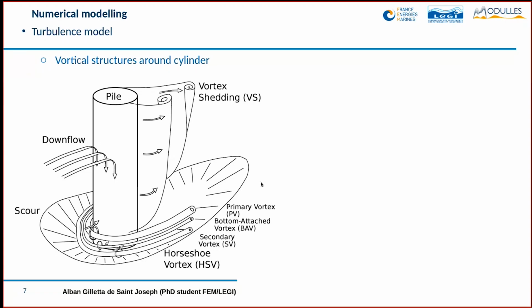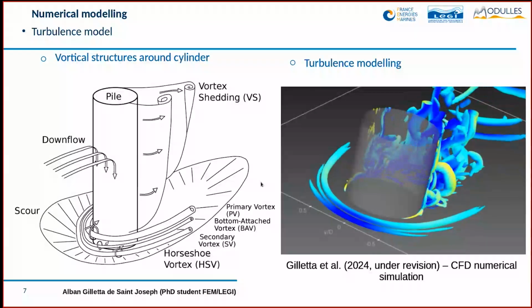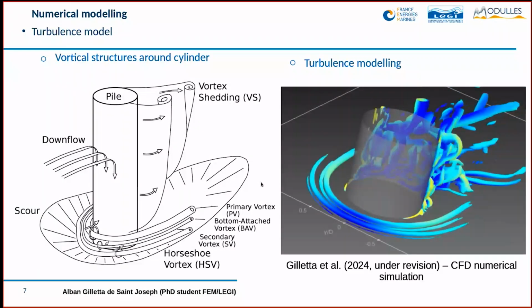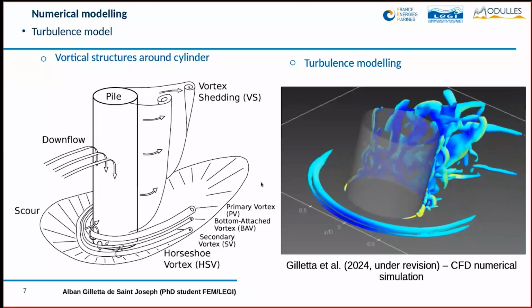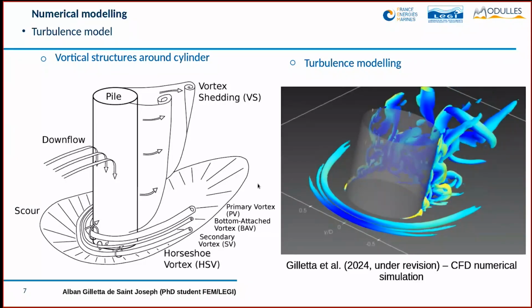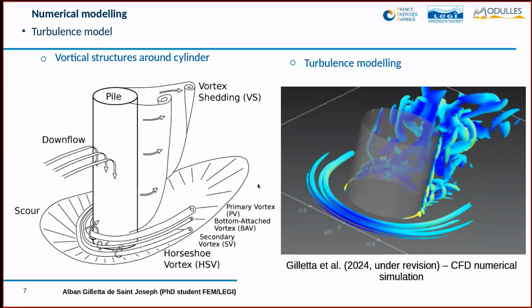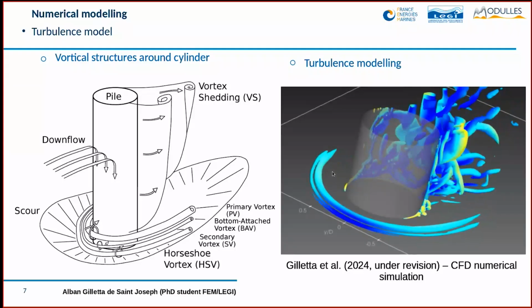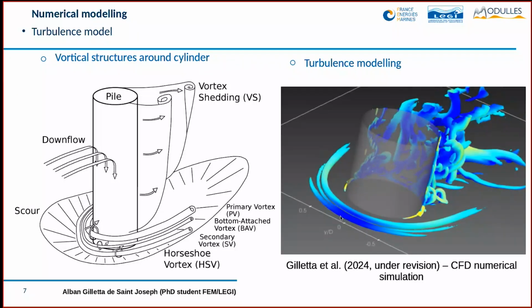During my PhD thesis, we tried to reproduce those vortical structures using turbulence modeling. You can see on this video the CFD numerical simulations of the hydrodynamic structures around the cylinder. You can easily see the horseshoe vortex on the left side and the vortex shedding downstream. So we are able, with numerical simulations, to reproduce those vortical structures.